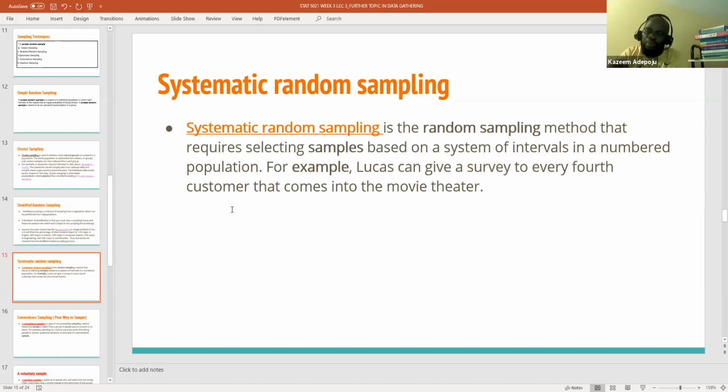Now the population size is 100. The sample size is 10. Then I need a sampling interval. The sampling interval is going to be the ratio of population size to the sample size. 100 divided by 10 will give me 10. Therefore, I need a random start. The random start must lie between 1 and that particular value of the sampling interval.